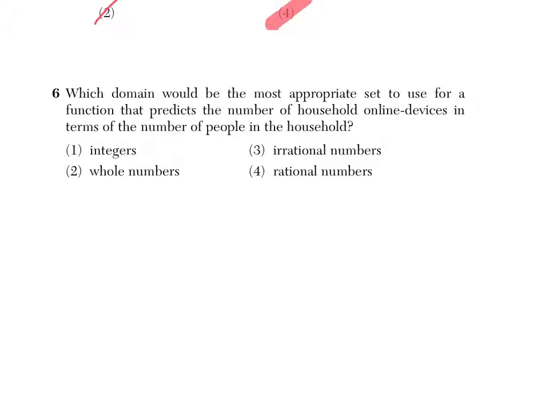Number 6 is talking about the domain. So the domain is the in, and the range would be the out. So the input is a domain. So what are we putting in and what are we getting out? Here it's saying it predicts the number of devices, and it's in terms of the number of people. So if I know the number of people, I can find out the online devices.